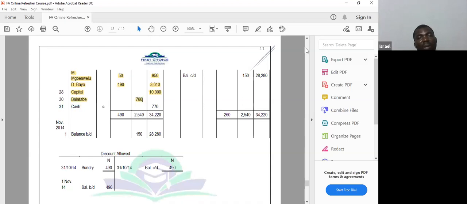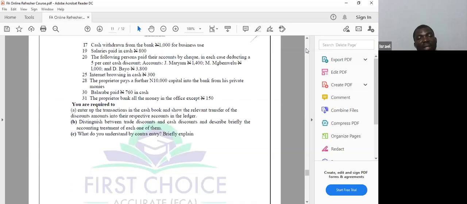Then another one that we have over here, I think is the last, is the proprietor banks all the money in the office except 150. Now, at the end of the day, the proprietor banks all the money, and the balance that we have there is 150.